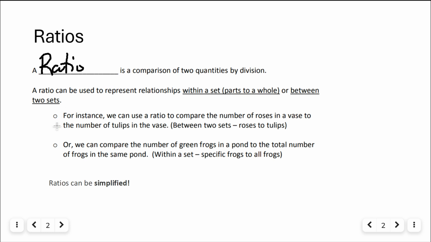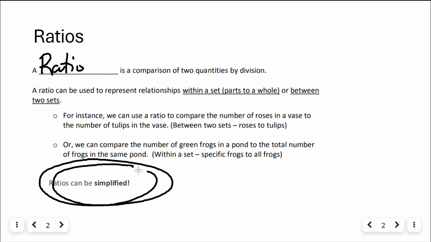All right. So we can use a ratio to compare the number of roses in a vase to the number of tulips in a vase. That's between two sets. How many roses versus how many tulips. Or you can compare, for example, the number of green frogs in a pond to the total number of frogs in the same pond. So specific frogs to all frogs. Or if you were talking about the roses and the tulips, how many roses there are in the vase compared to all the flowers that are in the vase. You don't care what kind they are. All right, that's how you can write ratios.